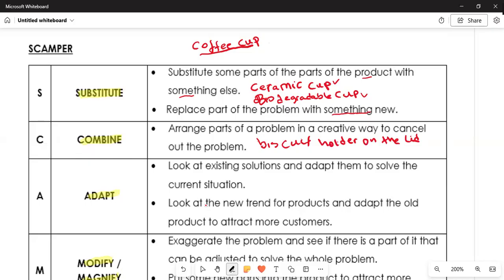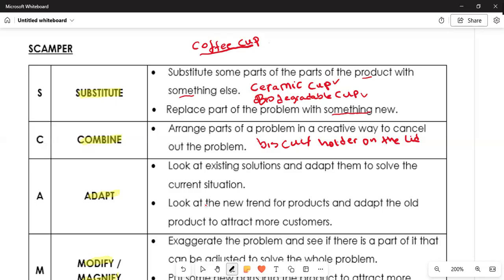the user can have a snack with their drink. You see? We just combine that with a biscuit holder on the lid to make it easy for the user to snack with their drink. Now we are moving on to adapt.